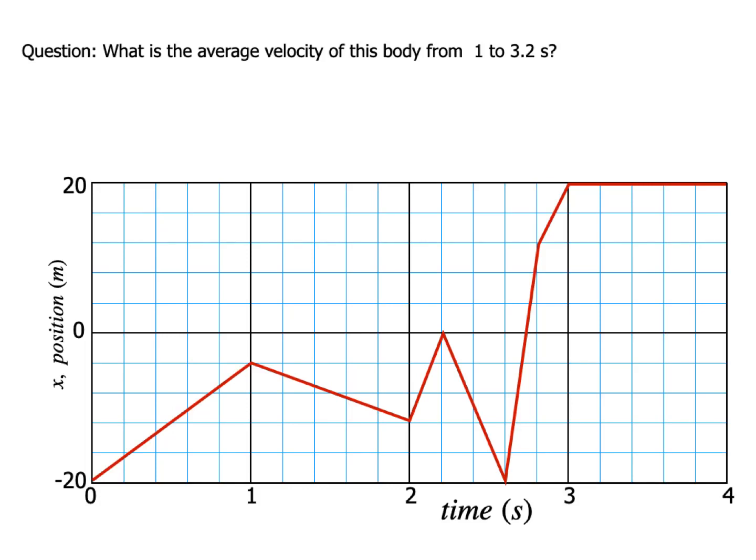The question is, what is the average velocity of this body from 1 to 3.2 seconds? So I know that on a position versus time graph, the velocity is going to be the slope of a line. Now I've got two times I'm looking for, so I'm going to connect these two by a line and find the slope of the line that connects the 2 points between 1 and 3.2 seconds. So let's find those points first.